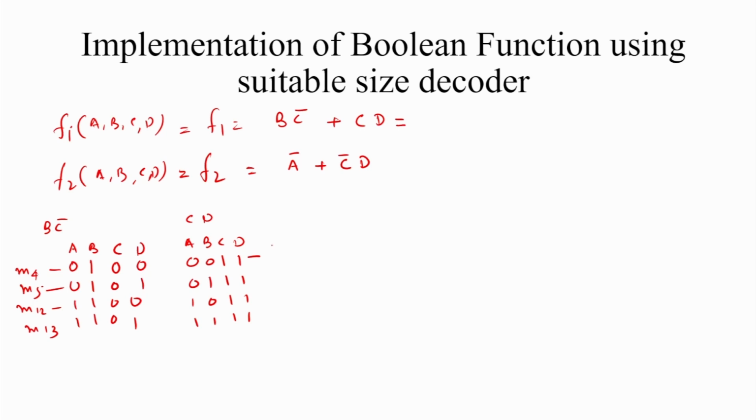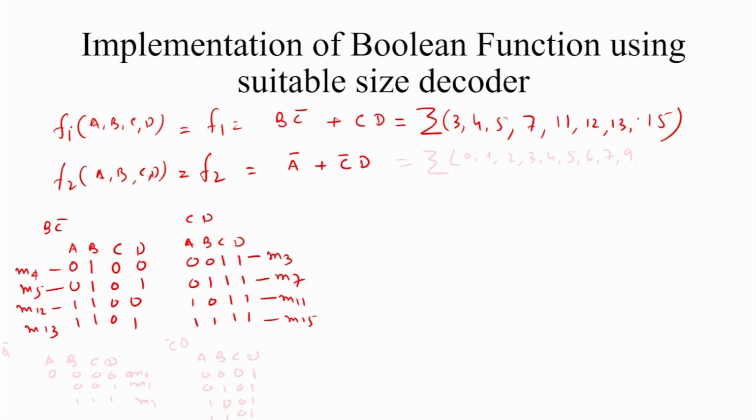Similarly, this term represents M3, M7, M11 and M15. So this is written as the summation of minterms, in sequence: 3 is the smallest minterm, then 4, 5, then 7, then 11, then 12, 13, 15. In total 8 terms out of 16 minterms have output value 1, the rest are 0.